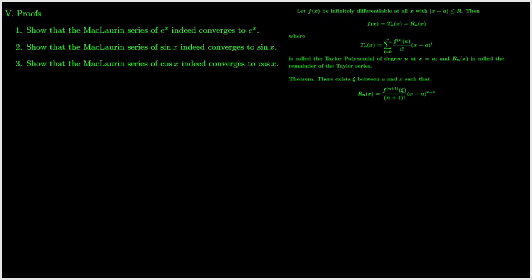Now we are ready for part 5. I will do only one of the 3 questions. In the textbook, you have the proof for item number 1. Now we'll do item number 2. If you know how to do item number 2, then item number 3 is very, very similar. Now we are going to show that the Maclaurin series of sin of x indeed converges to the function sin of x.